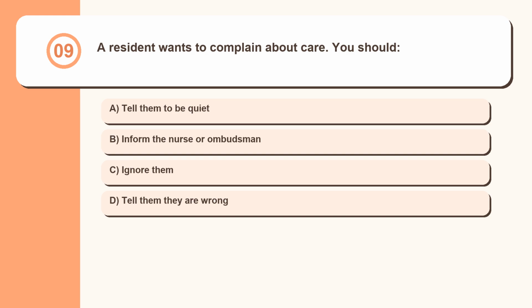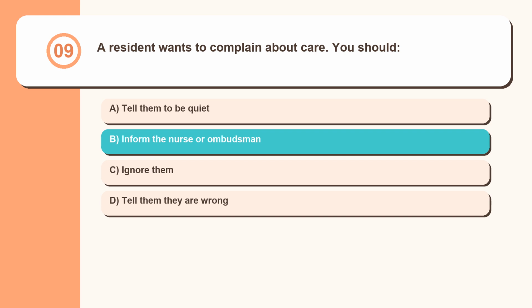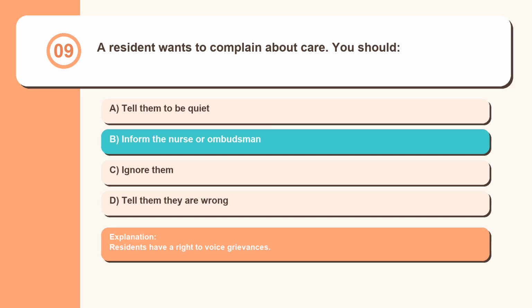Question 9. A resident wants to complain about care. You should tell them to be quiet. Inform the nurse or ombudsman. Ignore them. Tell them they are wrong. Answer: Residents have a right to voice grievances.